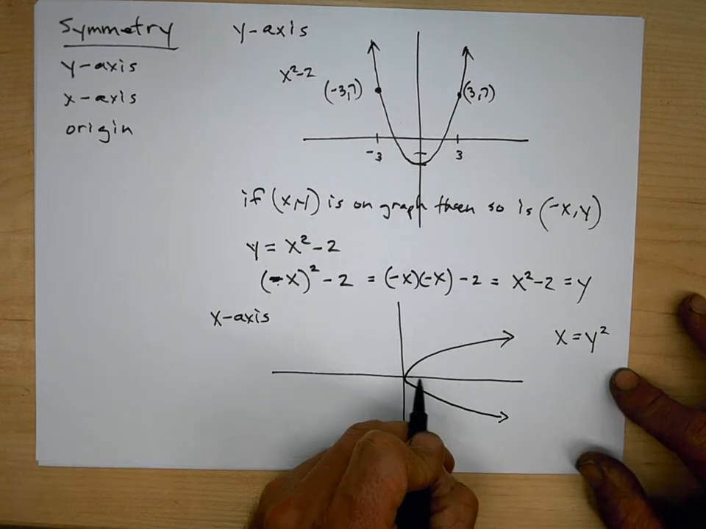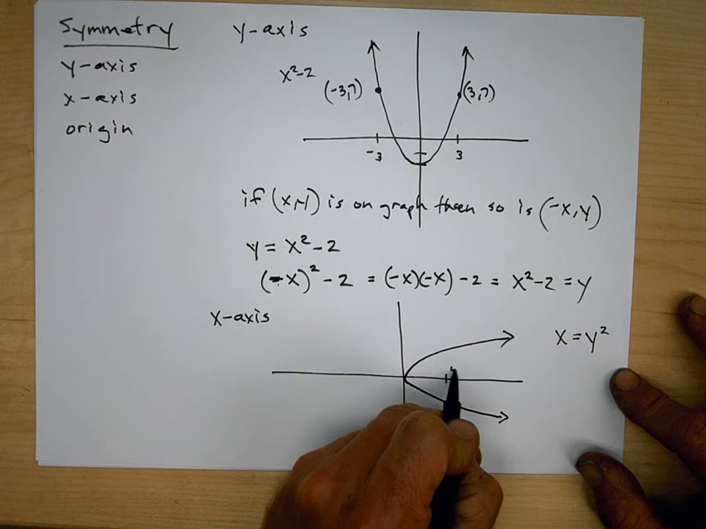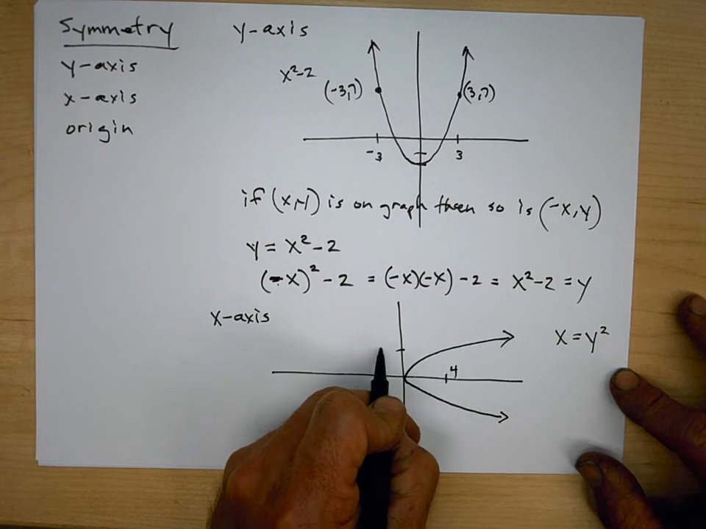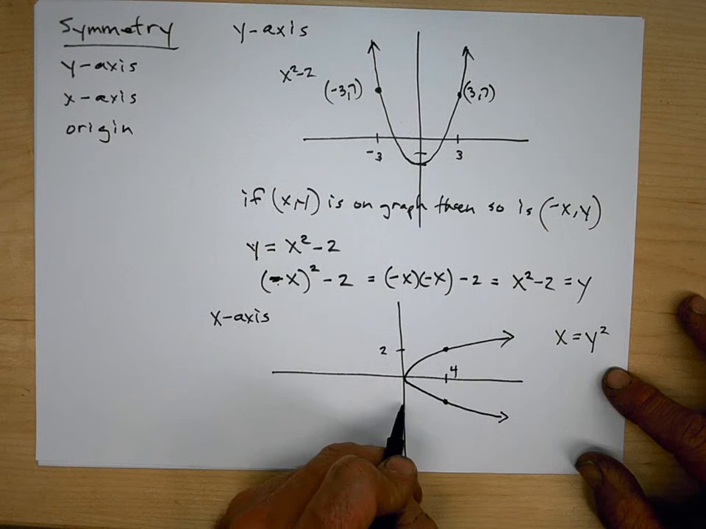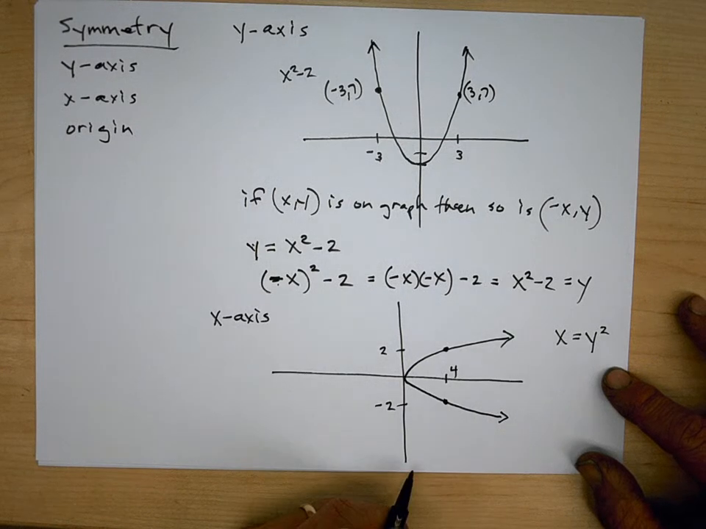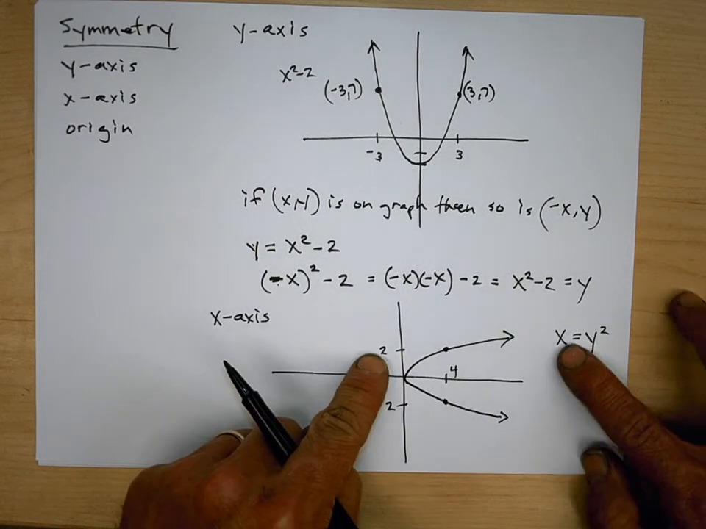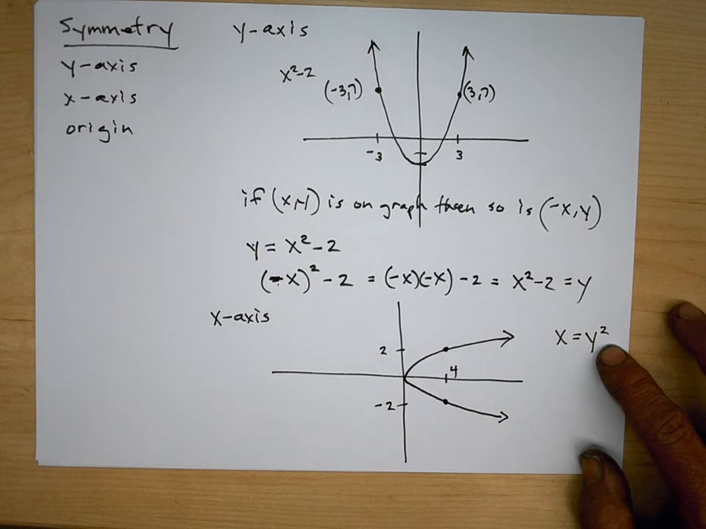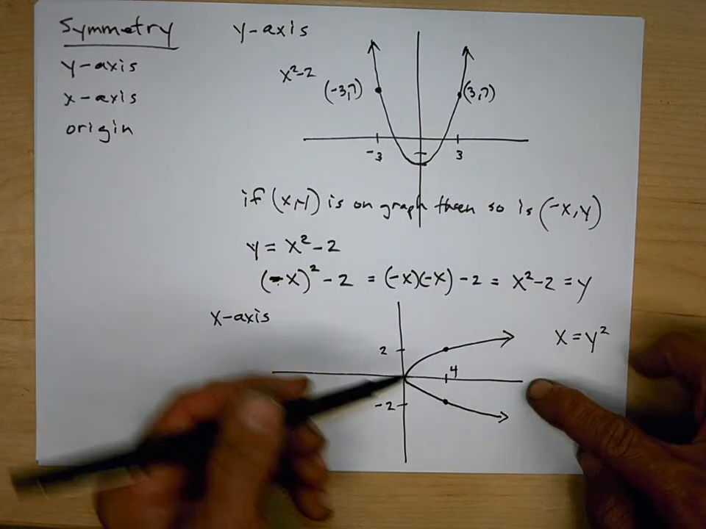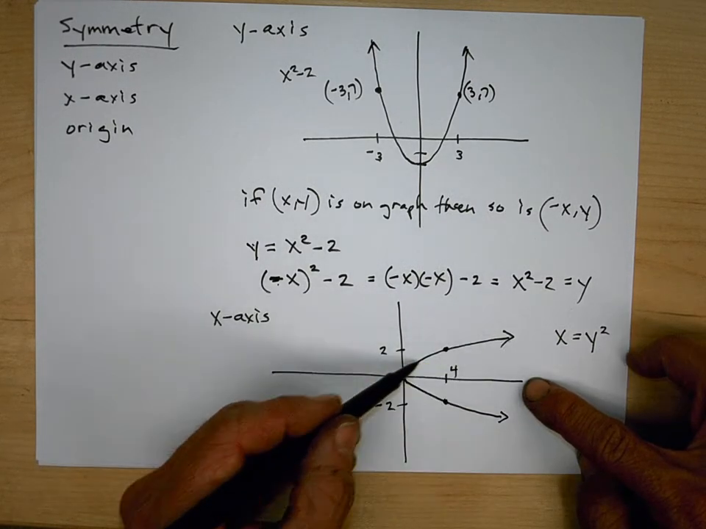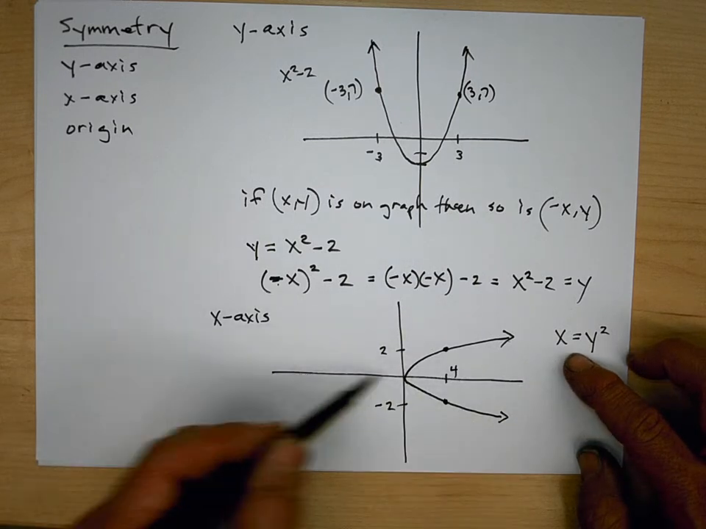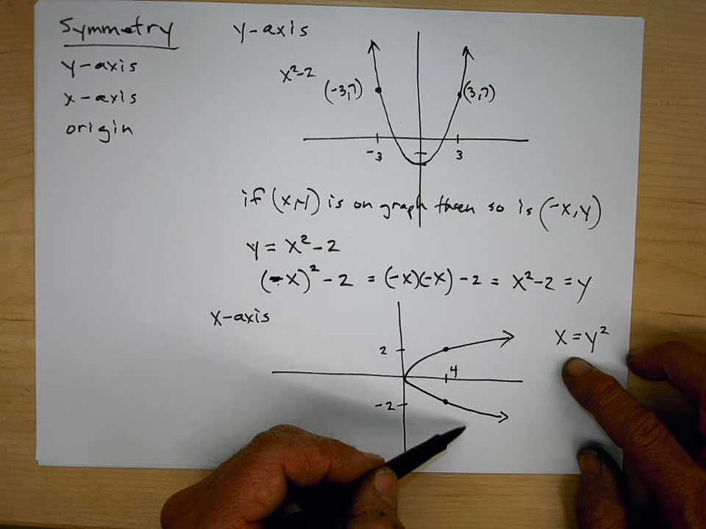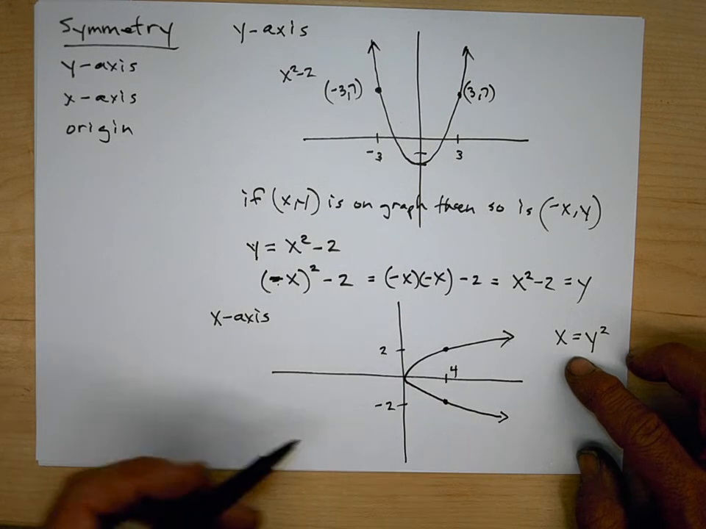So out here at, let's call it 4, y could be 2 at this point, or down here, y could be -2, right? If I put in 2 for y, I get 4. If I put in -2 for y, I get 4. So you see the mirror reflection: the top half is mirrored by the bottom half across the x-axis. All right, so you have that reflection symmetry going on across the x-axis.